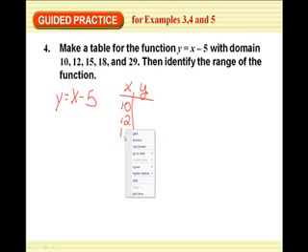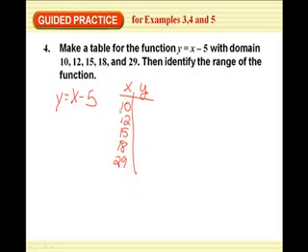There's 10, 12, 15, 18, 29. Okay, so we just substitute. It says identify the range, so we put in this number. We want to put this 10 in right here. 10 minus 5 is 5. 12 minus 5 is 7. 15 minus 5 is 10.